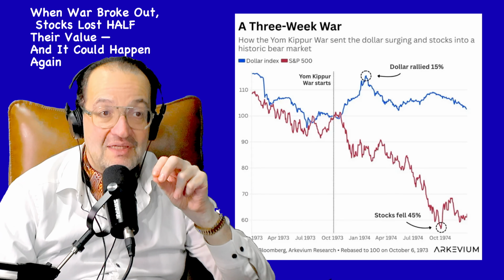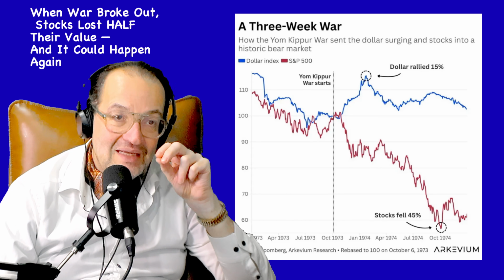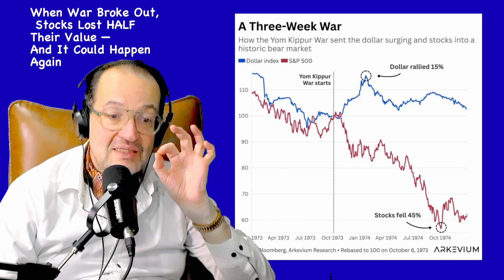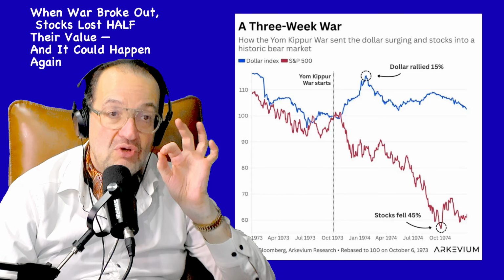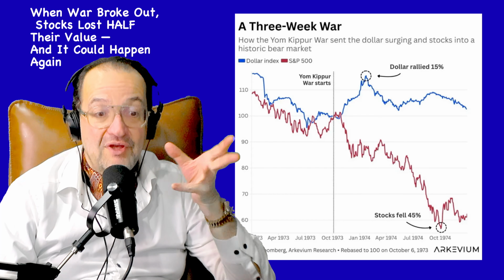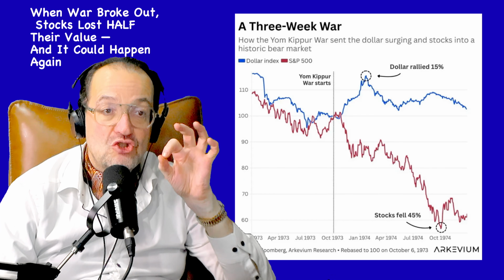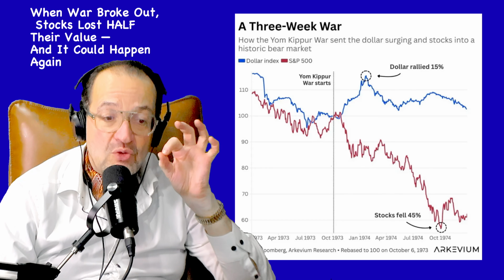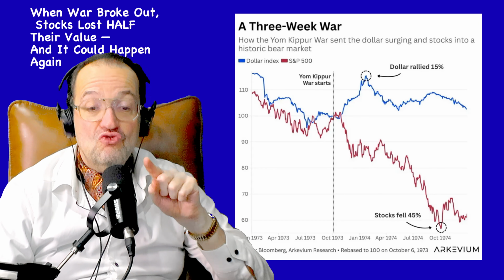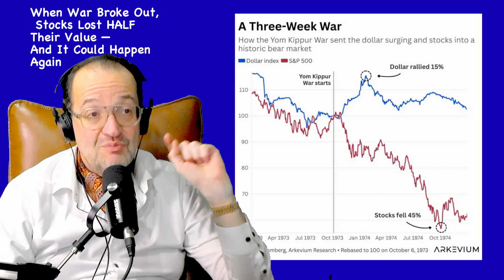And here's what makes this chart so powerful. The moment that dotted line appears, you can literally see the two lines splitting apart. The blue line shoots up and the red market line falls off a cliff. That divergence, that split, is the story. Let's talk about why it happened so you could maybe draw some conclusion as to what's going to happen in this market under this particular war.